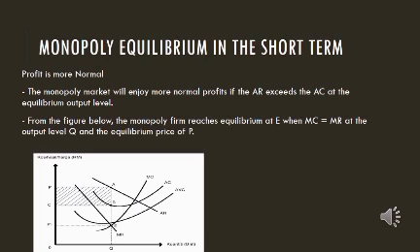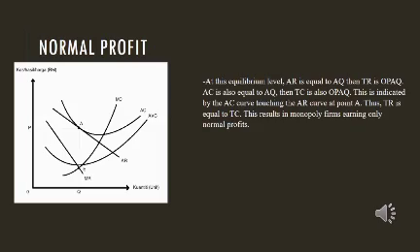Monopoly equilibrium in the short term. Profit more than normal. The monopoly market will enjoy more than normal profit if the AR exceeds the AC at the equilibrium output level. From the figure below, the monopoly firm reaches equilibrium E when MC equals MR at the output level Q and the equilibrium price of P.